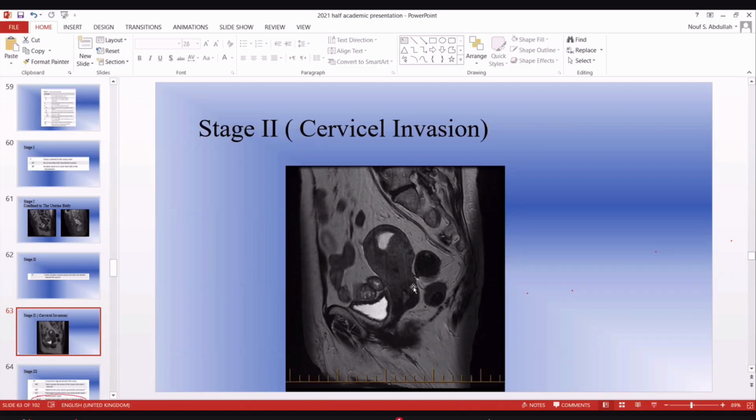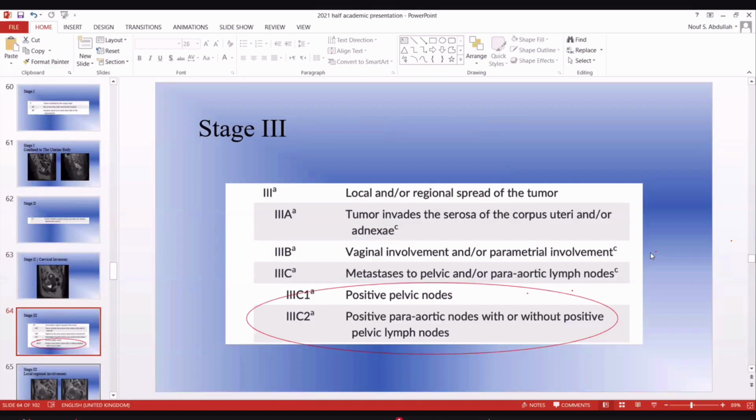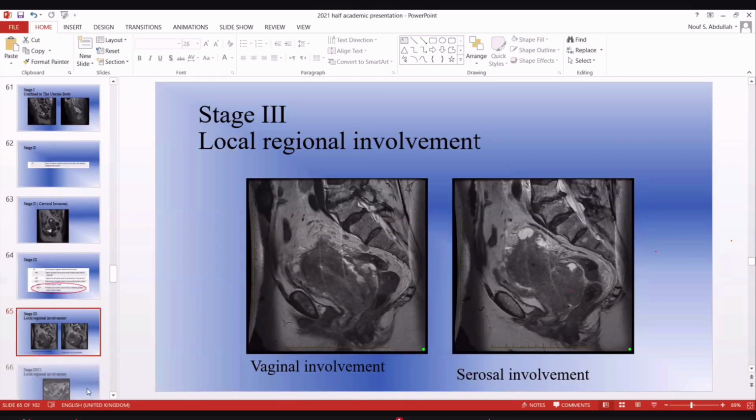And if you look at the cervical region, there is invasion of the mass into the cervical region. So this is in keeping with stage 2 cervical cancer. Stage 3 is when you have lymph node involvement. This is just another case with significant involvement.